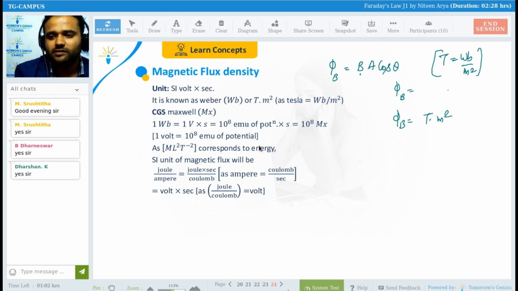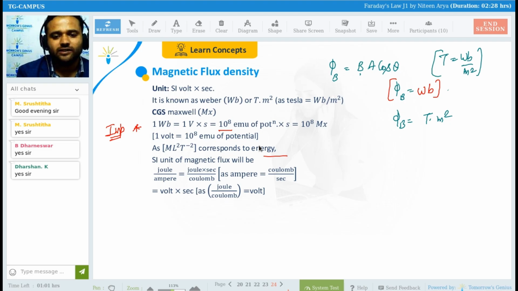So these are different units, nothing more than that. The other major one is CGS, or Maxwell, sometimes MX. So 1 Weber equals 1 volt into second, which is 10 to the power 8 Maxwell. This one is important. Maybe you are lucky enough to get this. 1 volt is 10 to the power 8 EMU of potential, the electromagnetic unit, with dimension ML2 T minus 2 corresponding to energy.